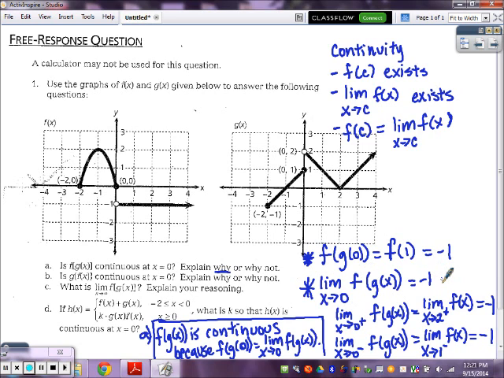So you would repeat this same process with B, and what you would find is that the left and right hand limits approach 2 different values, and that would be why g of f of x is not continuous. So try that out, see what you get, and if you have questions, you can always come ask.